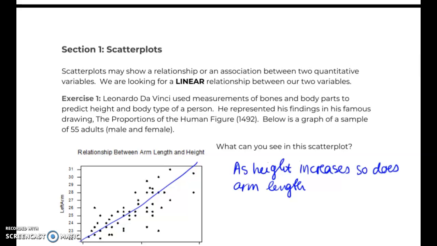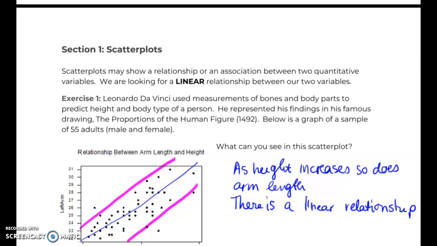The other thing we see is that it actually follows a straight line relationship. So we call that a linear relationship. So there is a linear relationship again between arm length and height over here. And then one other thing we may want to mention: we can see that most of these points are pretty close to our line. And then there may be a couple values that are a little further away, maybe unusual values over here. So we could have some outliers in our data set.